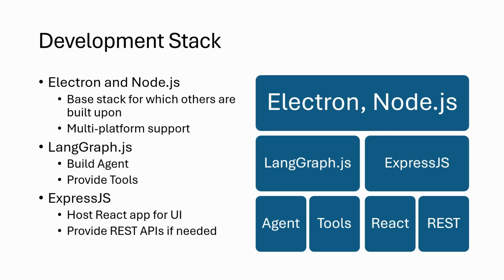At the core of our development stack is Electron and Node.js. These technologies provide the foundation that allows us to build a cross-platform desktop application, ensuring seamless operation on Windows, macOS, and Linux. With Electron's ability to combine web technologies with native desktop performance, we get the best of both worlds. To streamline the development process, we're using LangGraph.js, which acts as a reliable build agent. It helps manage application logic and workflows while providing powerful tools for AI interactions. This makes it an essential component for structuring our app efficiently.